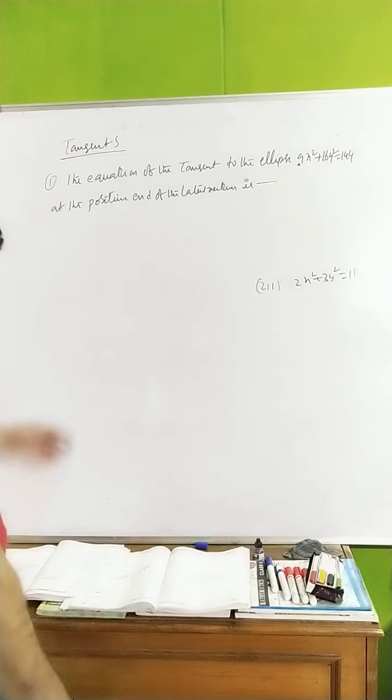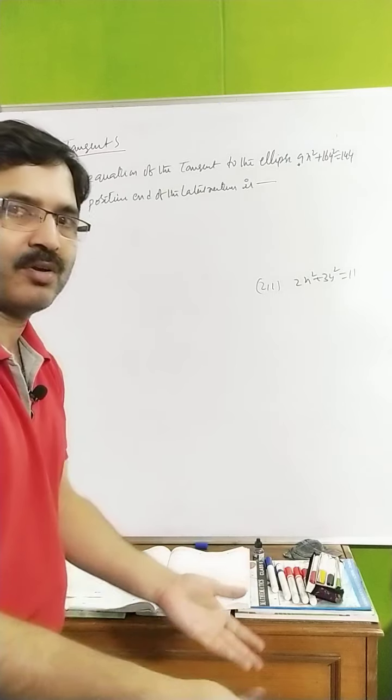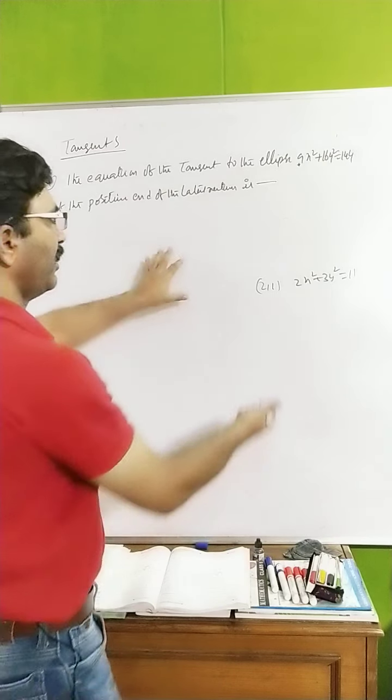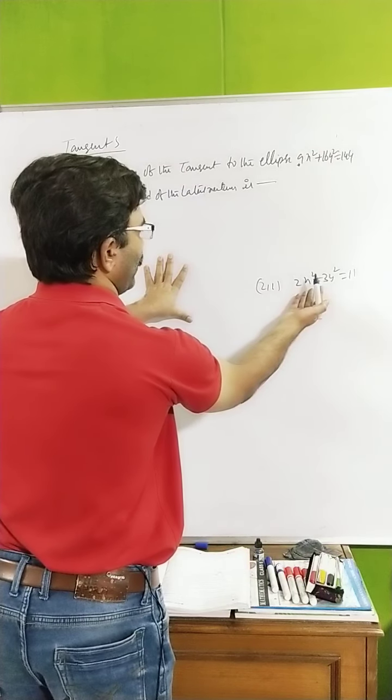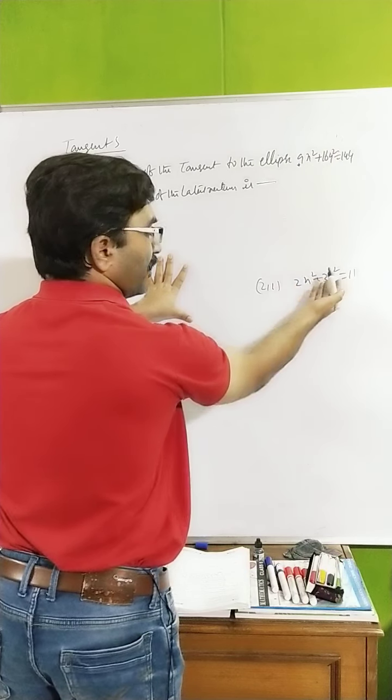If I said find the equation of the tangent to the ellipse at this particular point, directly you are going to write S1 equal to 0. You see this point lies on it or not? You see that 4, and this is what? 4 to the 8 plus 3, 11.